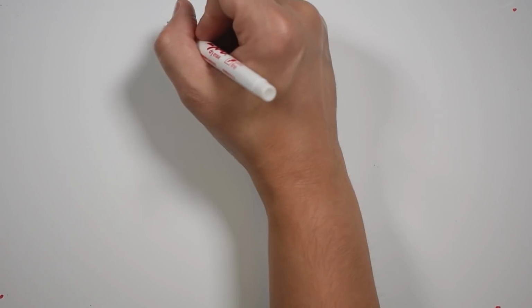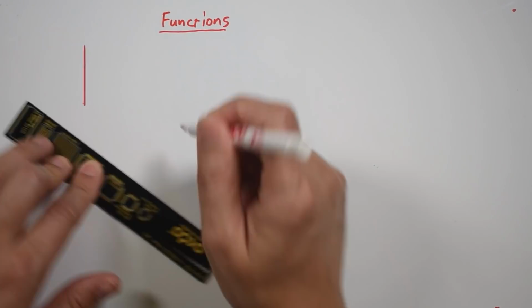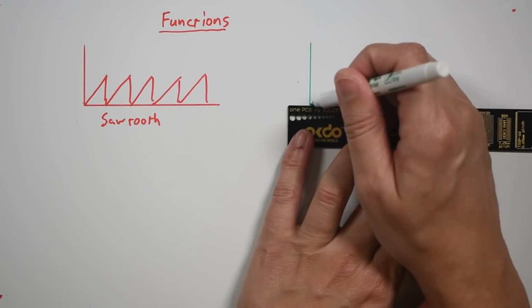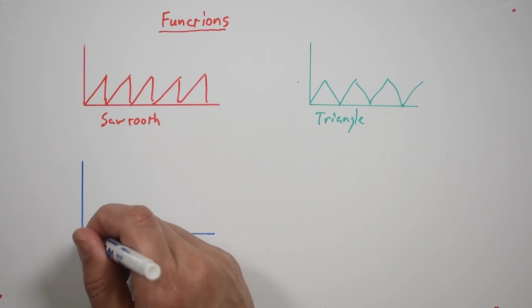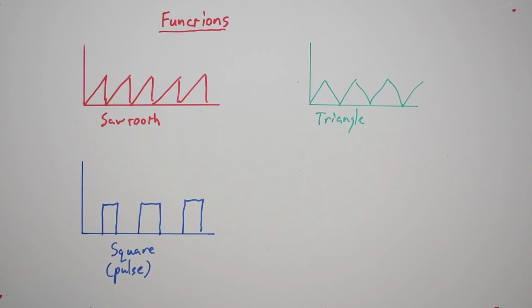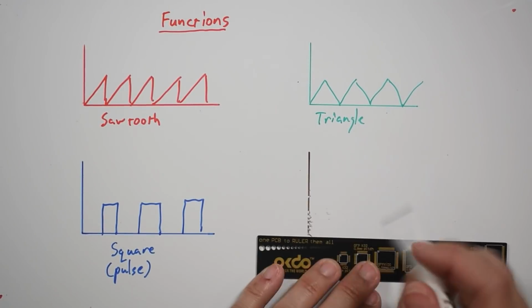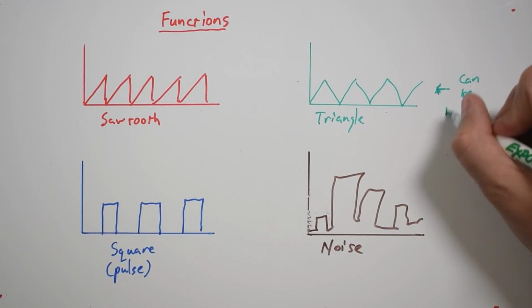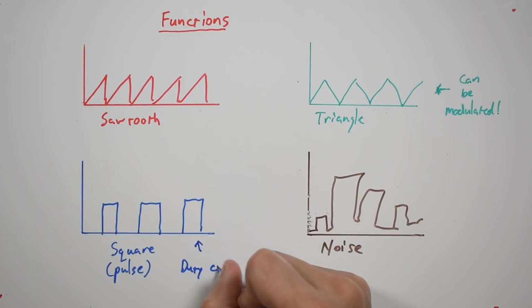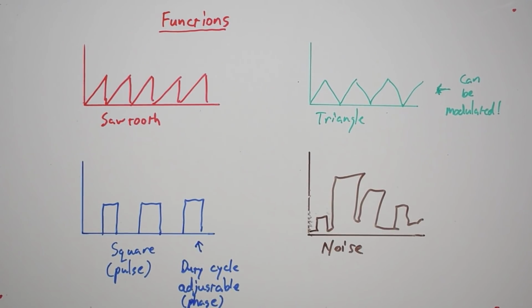The 4 functions that we covered earlier are the sawtooth wave, the triangle wave, which produces a very smooth sound similar to a sine wave, the square or pulse wave according to the SID documentation, and finally the noise generator. It's not really a wave, but it does produce noise. Of the 4 waves, the triangle is the only one that can be fed through the ring modulator. Additionally, the square wave is the only one whose duty cycle is adjustable.